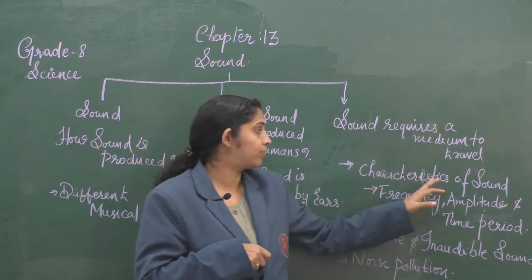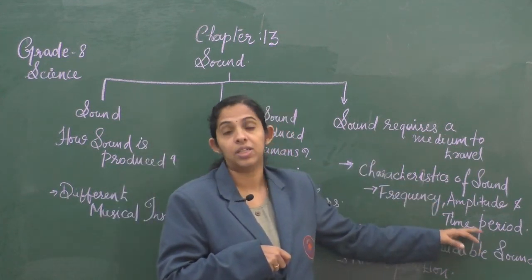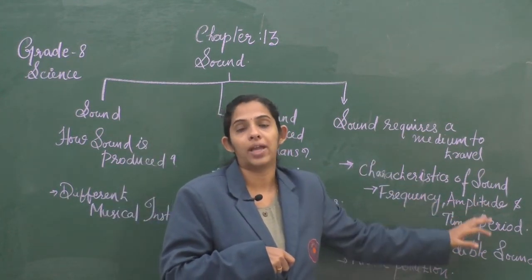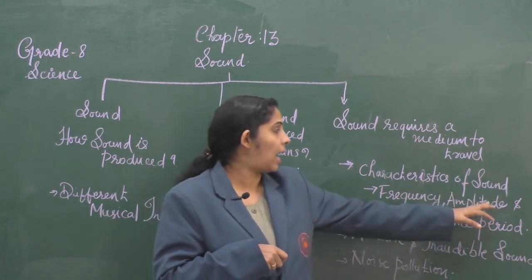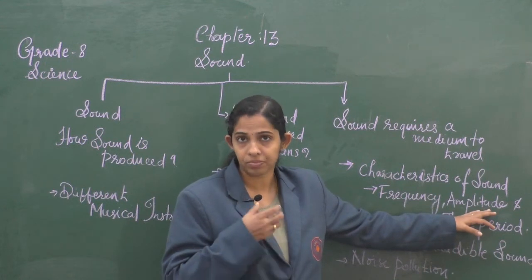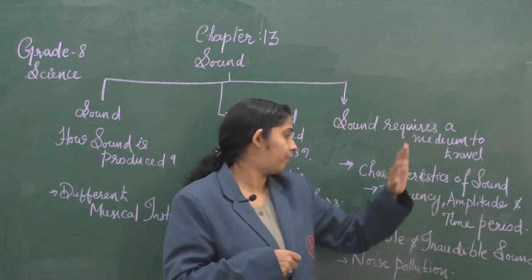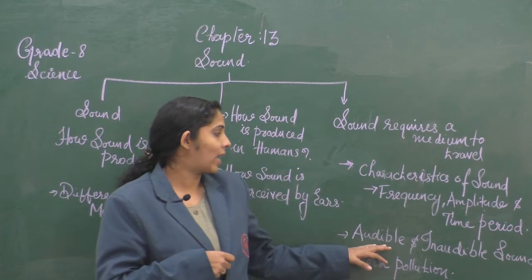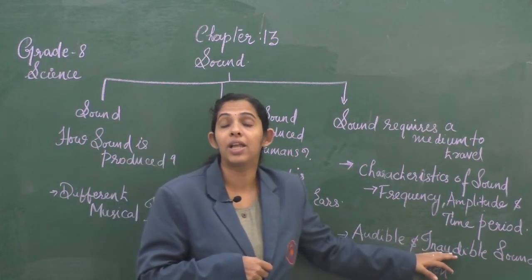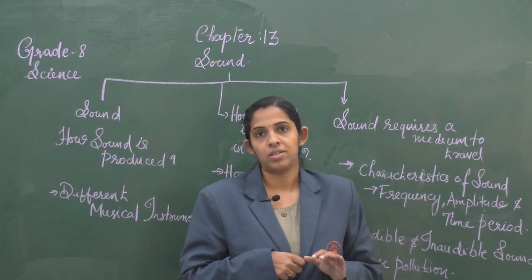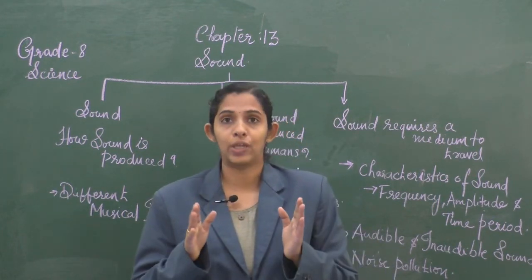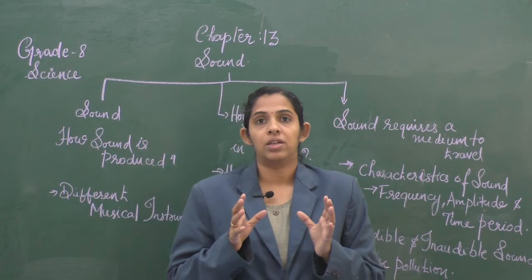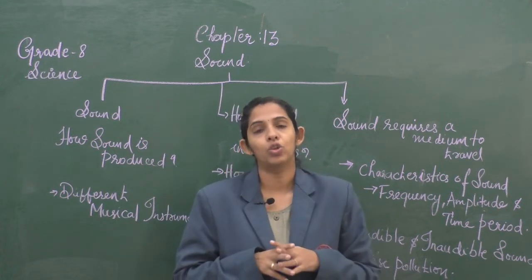So children, these are a few of the characteristics of sound waves, that is frequency, amplitude and time period. Here frequency will determine the pitch of the sound, and amplitude will determine the loudness of the sound. And next we have seen the concept of audible and inaudible sounds. See children, all the sounds we cannot hear. There is a range of frequency for sound so that it can be perceived by human ears.